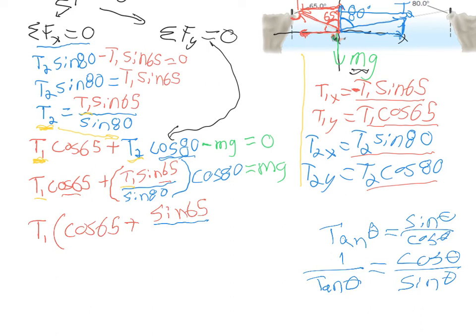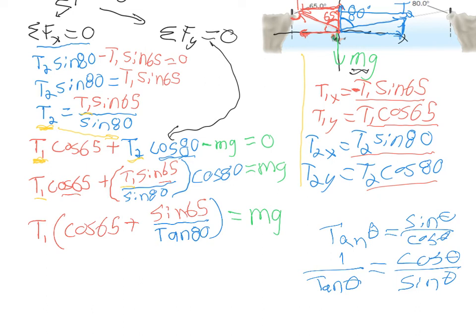So guess what we have here? We have cosine divided by sine. We have 1 over the tangent. So I can put tangent of 80 on the bottom. And then all that we have left after that is just the weight. So this equals mg. So we can just divide and solve for T1.